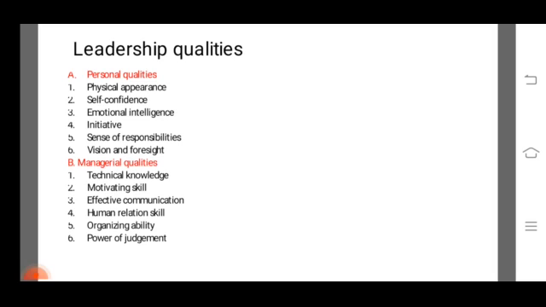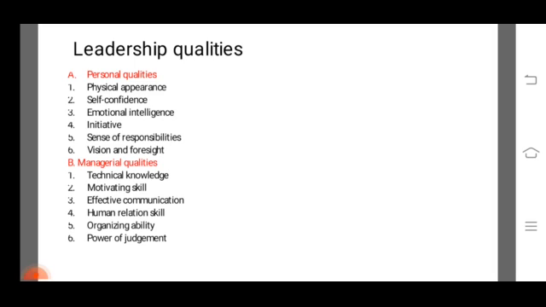Some of the qualities are inborn, whereas others can be acquired. The fundamental qualities required for a leader can be grouped into two broad categories. They are personal qualities and managerial qualities. Now, let's study the personal qualities and managerial qualities totally in detail.